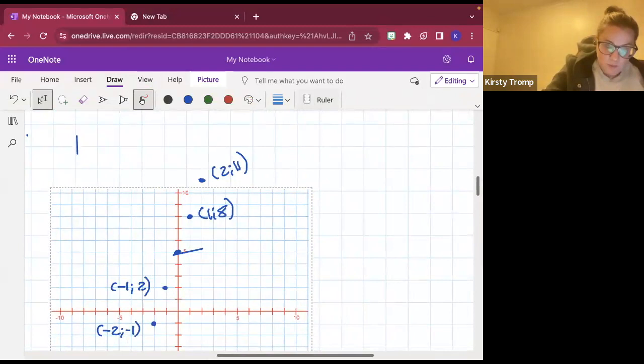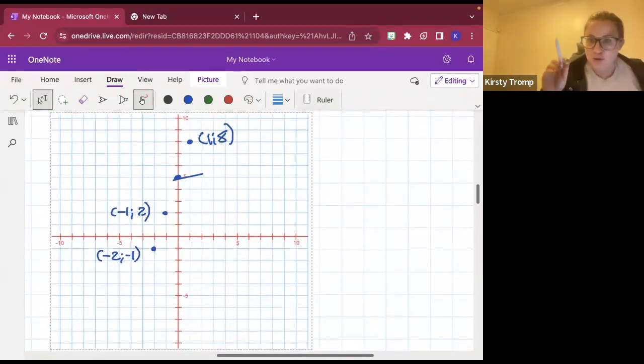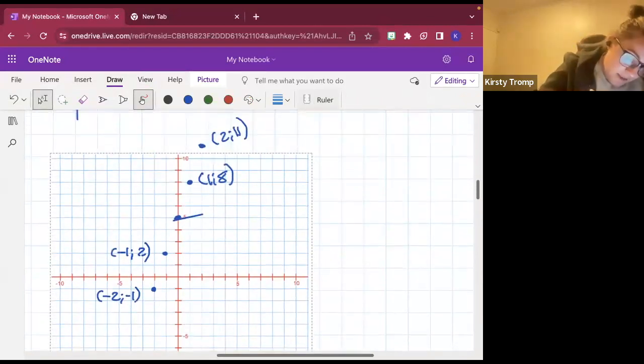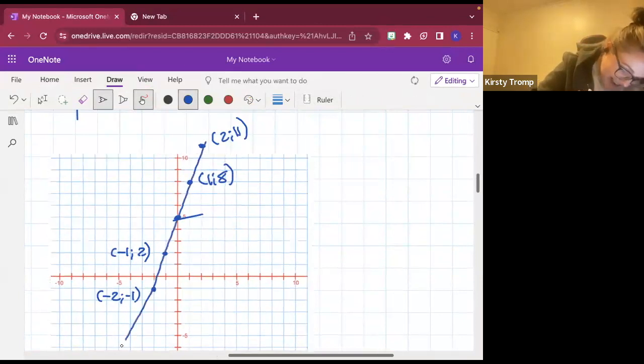Unfortunately, my ruler is not working, but remember in the exam, you have to use a ruler. Join all your points together. If you've forgotten your ruler, use something else to help you. Join your points up, extend your line, and make sure that your line is straight.